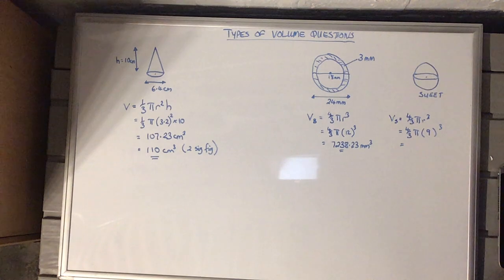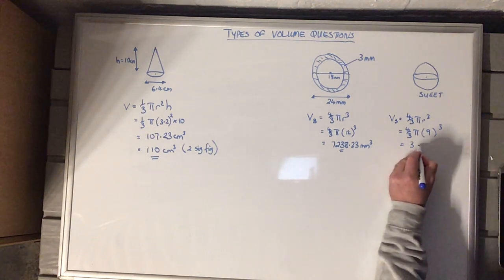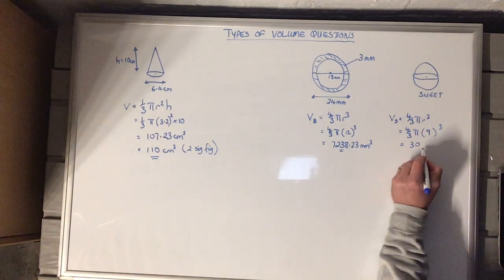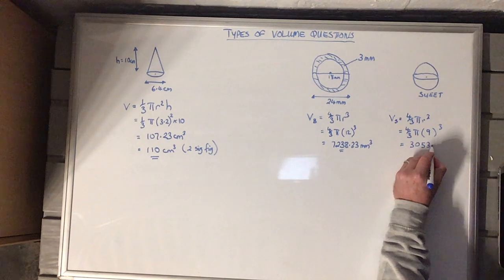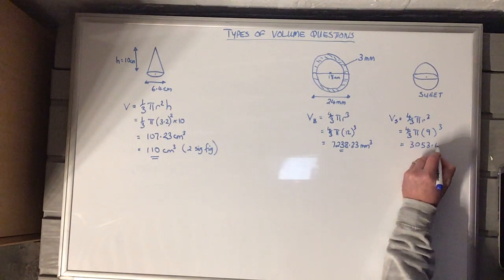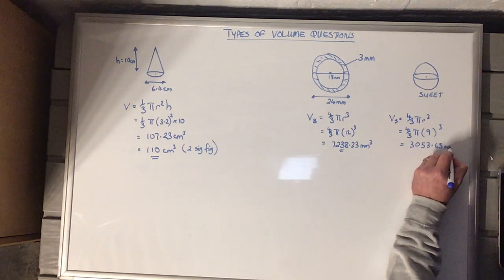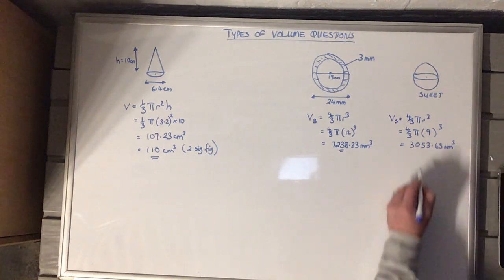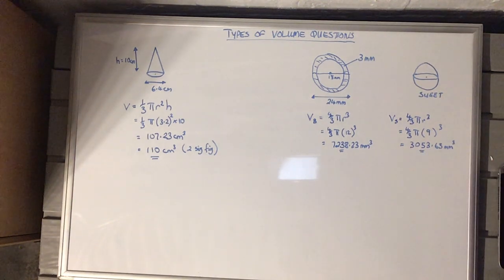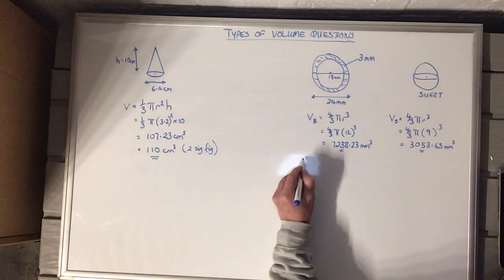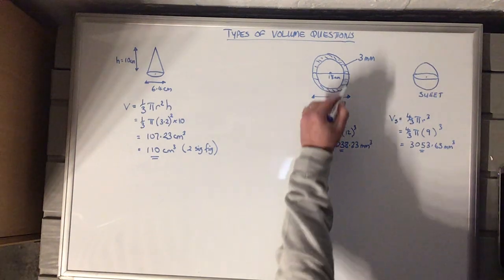Same way again, and we just plug that into our calculator. So putting the values in. 9 cubed. That's going to give me a value of 3,053.63 cubic millimetres.